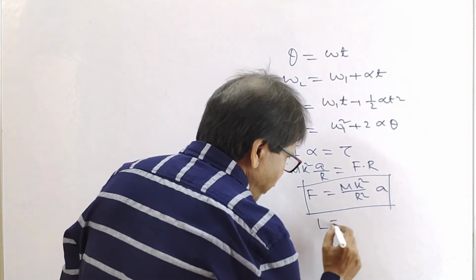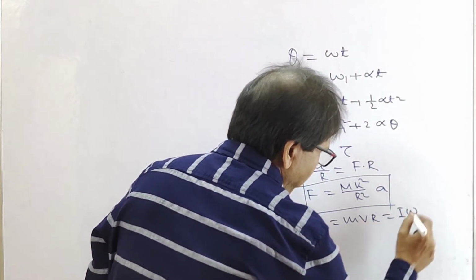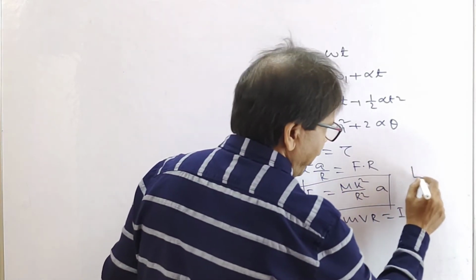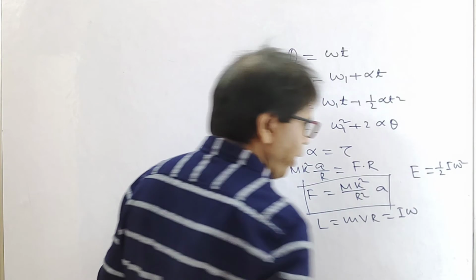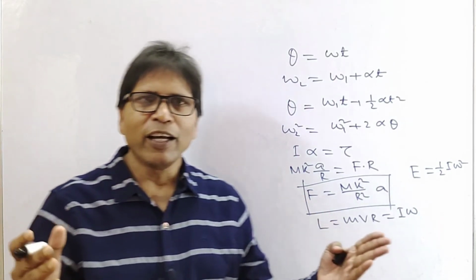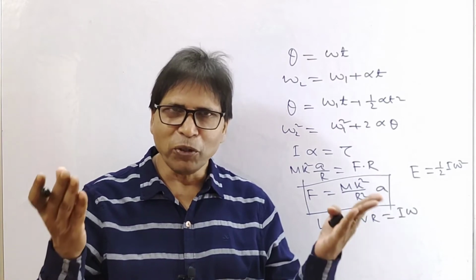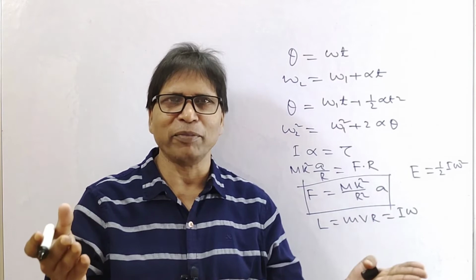Angular momentum L equal to mvr equal to I omega. Rotational kinetic energy E equal to half I omega square. Now we will be solving some numericals on rotational kinematics and rotational dynamics.